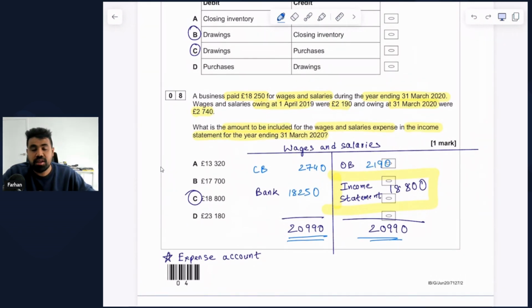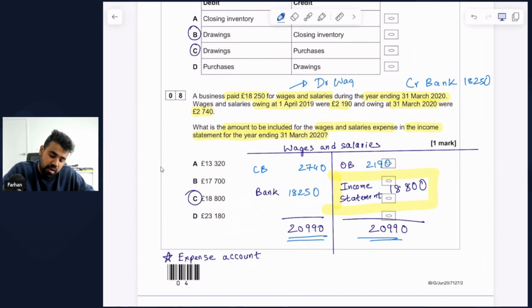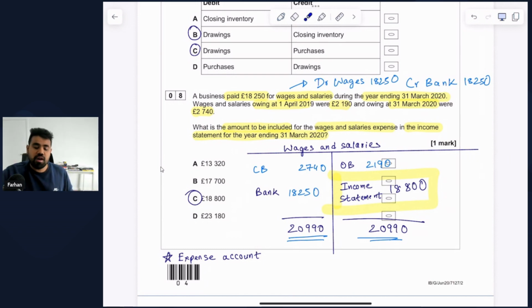A business has paid £18,250 for wages and salaries. That means if the business has paid for something, bank needs to be credited, which makes sense because if you're paying for something, then your funds in the bank should go down. And if assets, which are your funds in the bank, go down, then it has to be credited because it's decreasing. What is being debited here? Wages and salaries. So we are debiting wages and salaries, and we are crediting the bank to reflect the fact that we have used our funds in the bank account to pay for all these wages and expenses.